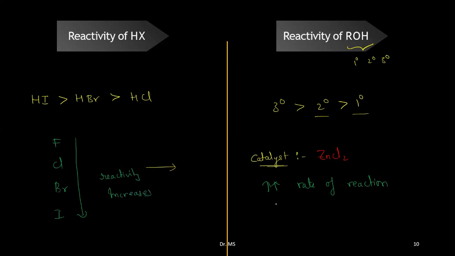Okay. So remember this point. See here, what happens with alcohol, ROH, when it is primary or secondary? When primary or secondary, you will be using zinc chloride to give RCl plus water when you treat with HCl.